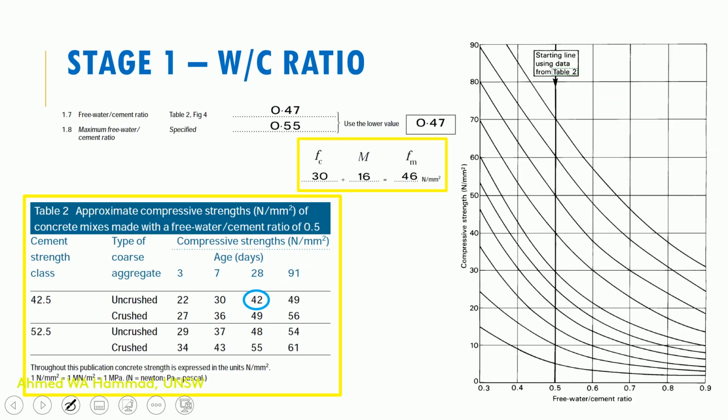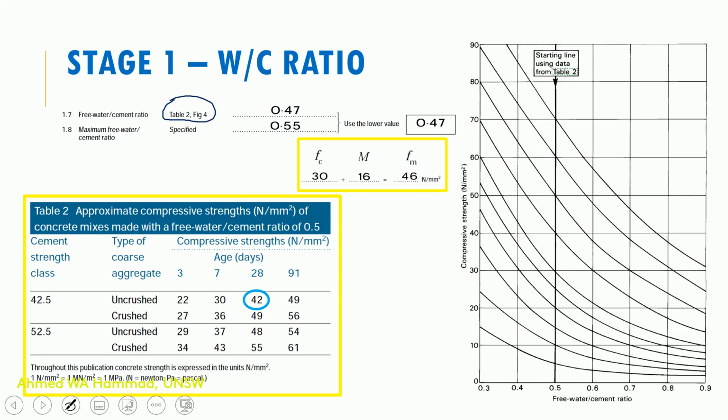And then we move on to computing the water to cement ratio. Now to do so, it's a bit of a process, but it's not that difficult. So starting off with 1.7. 1.7 looks at the free water to cement ratio. So we need to determine the free water to cement ratio, and the reference tells us that we need to look at table 2 and figure 4.